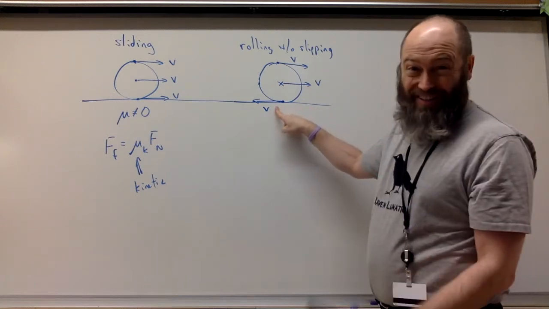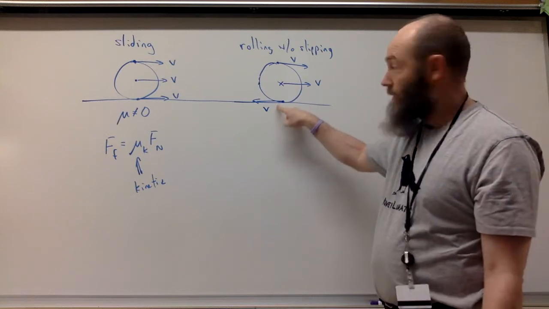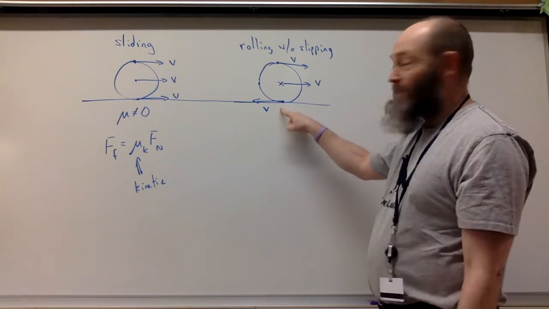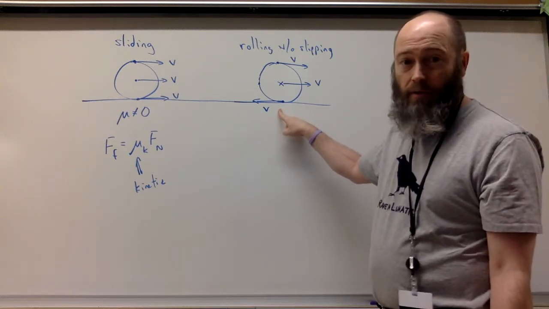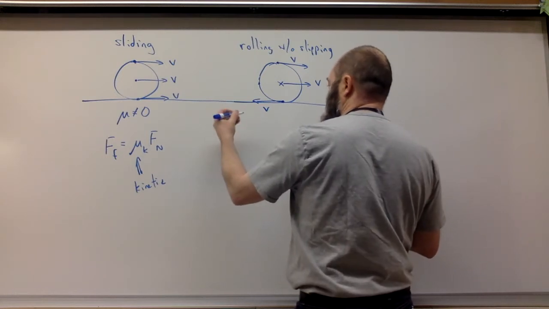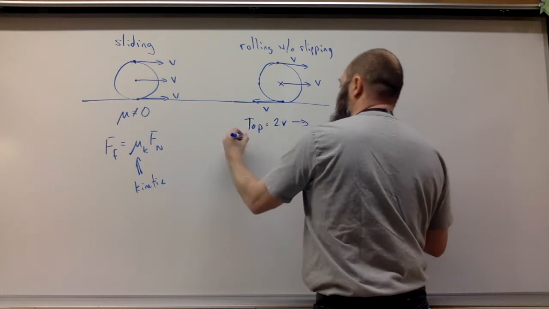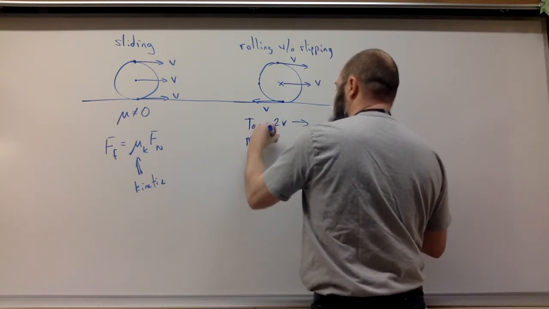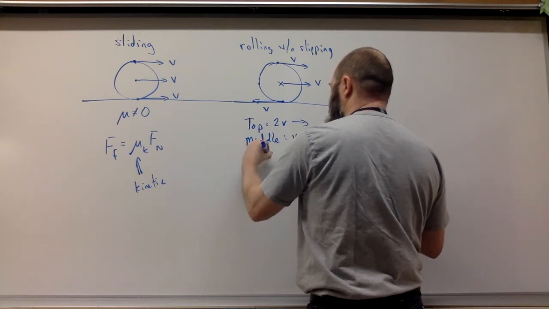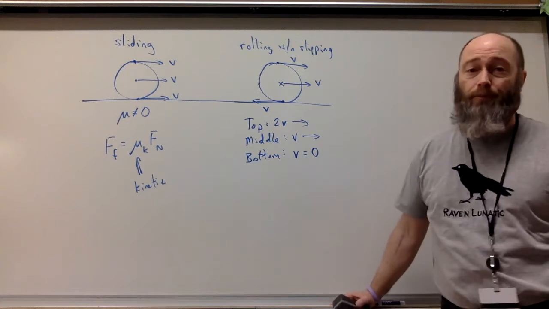And then this is the part that's pretty nuts. With respect to the ground, the bottom is moving v backward while the center is moving v forward, just like the kid moving the opposite way is not moving at all with respect to the ground. So remember, let's just say that the top is going 2v this way, the middle is going v this way, and then the bottom is not moving with respect to the ground.